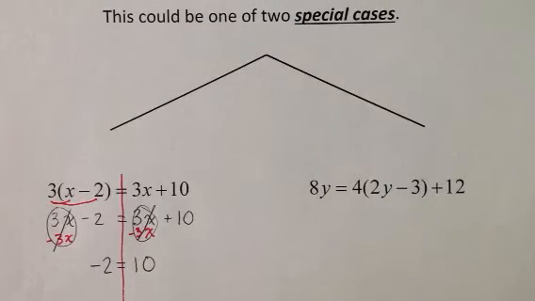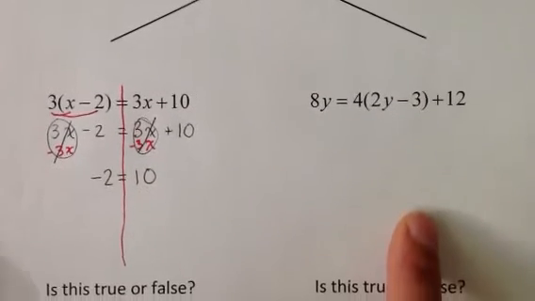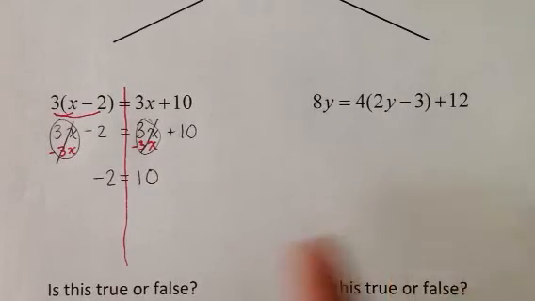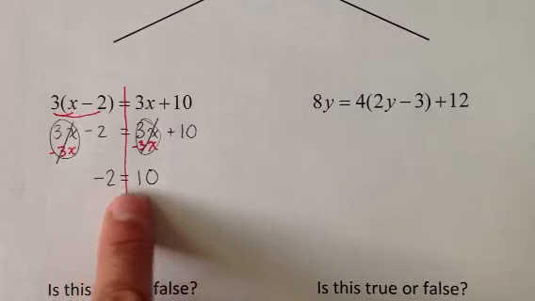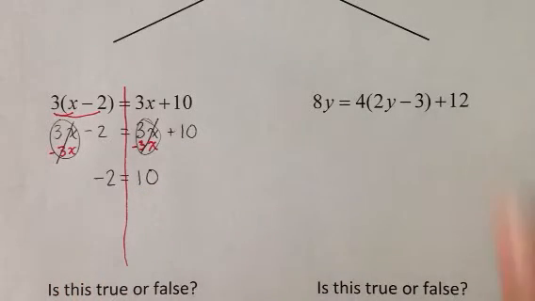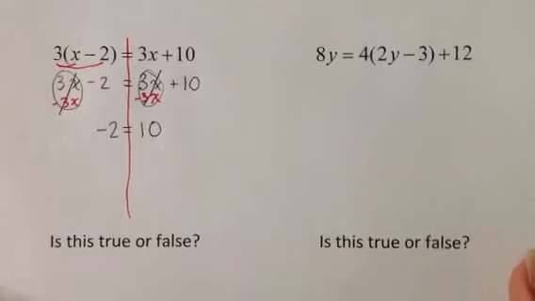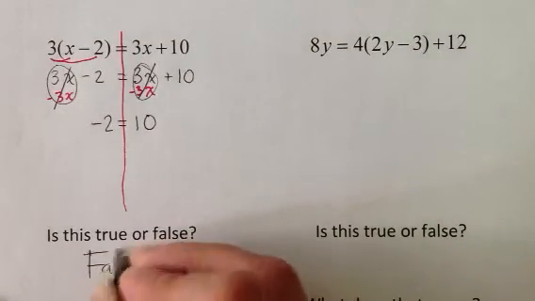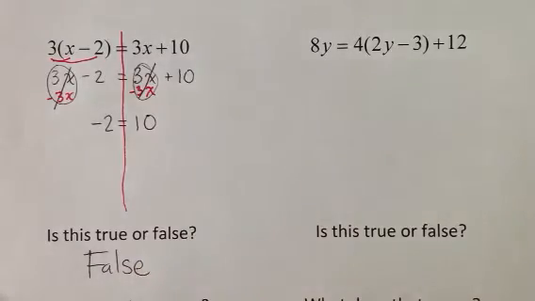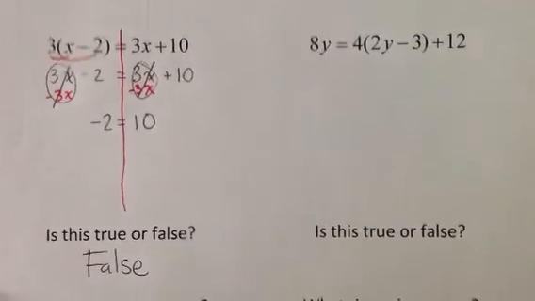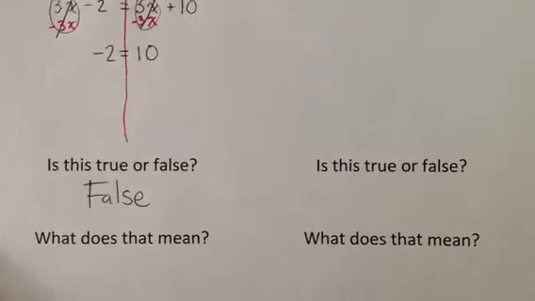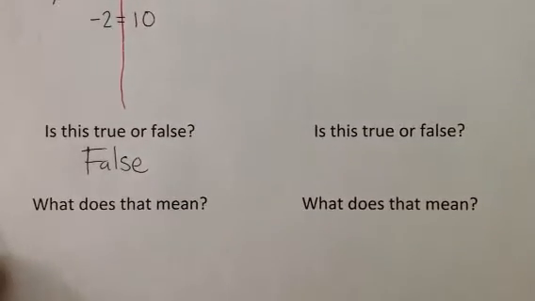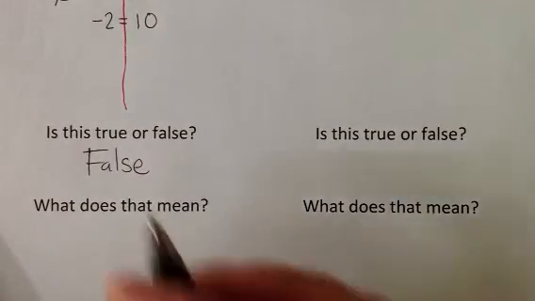So the question I ask myself when this happens is: is this true or false? Is negative 2 equal to 10? Well, oops, that's false, right? So when I get something that's false, what does that mean? Well, what it means is this is impossible. I'm left with something that doesn't even make sense.